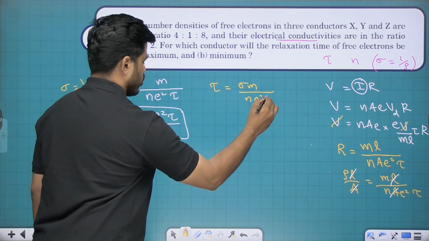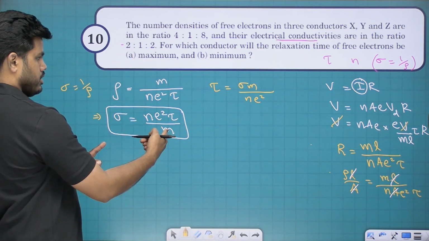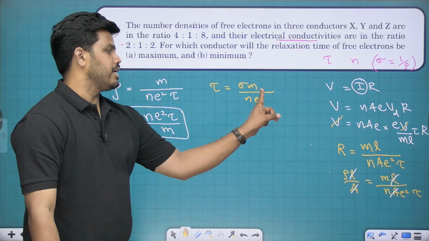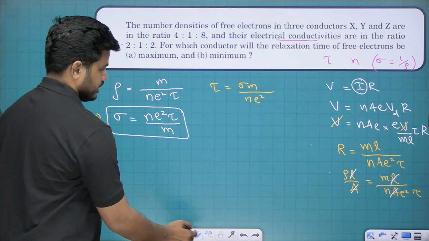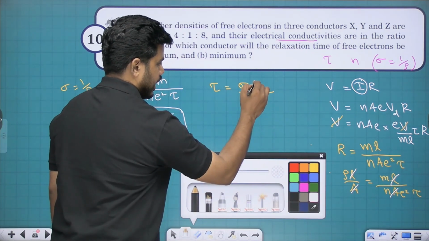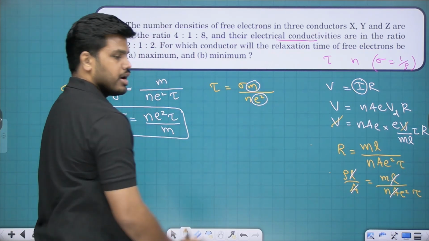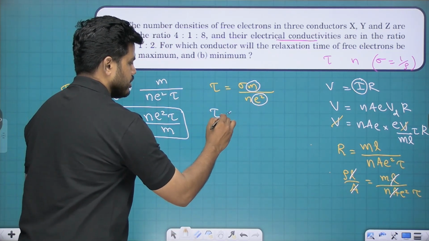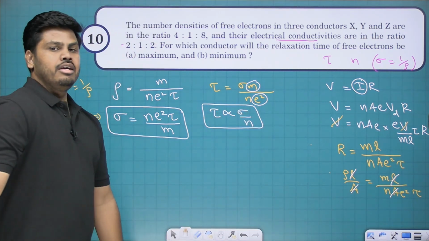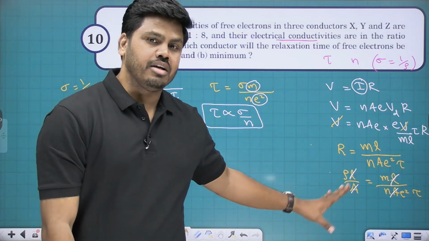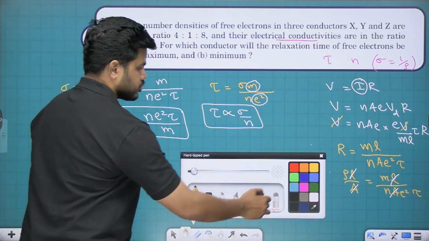n e square. Tau is sigma m divided by n e square. That is the equation for relaxation time in terms of sigma and number density. Mass of electron m is a constant, and e, the charge of electron, is another constant. So relaxation time is proportional to sigma by n. That is the relation we can use to find the maximum and minimum relaxation time. So let us check X, Y and Z.